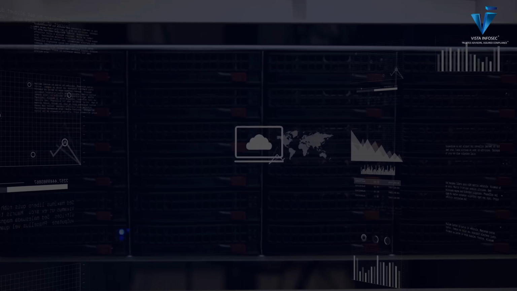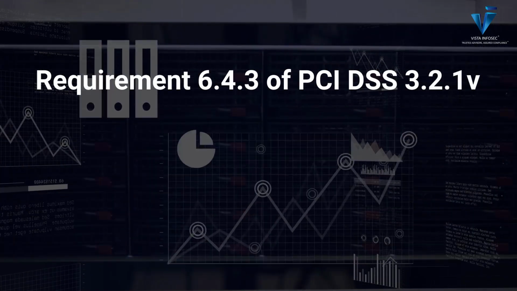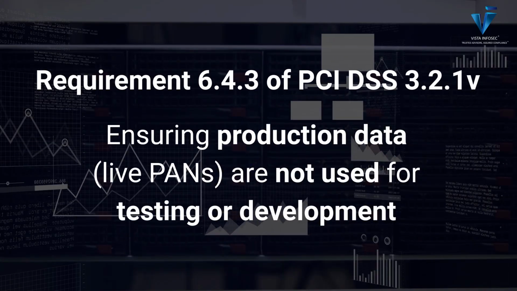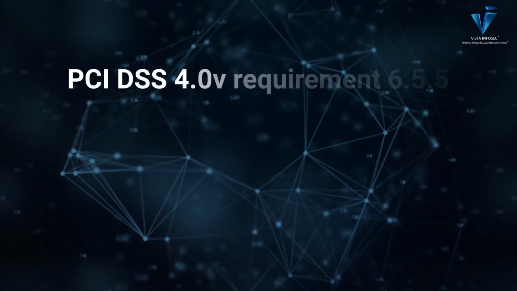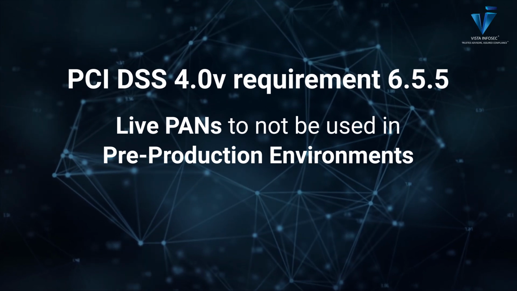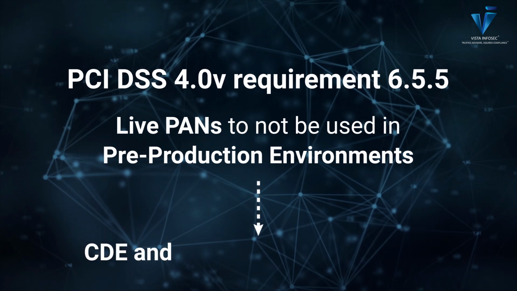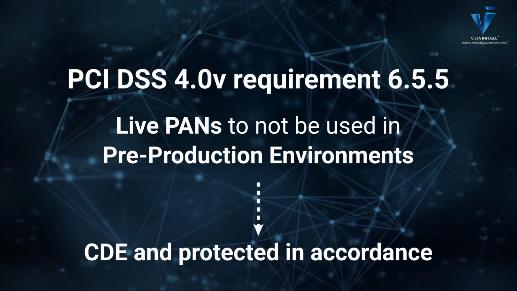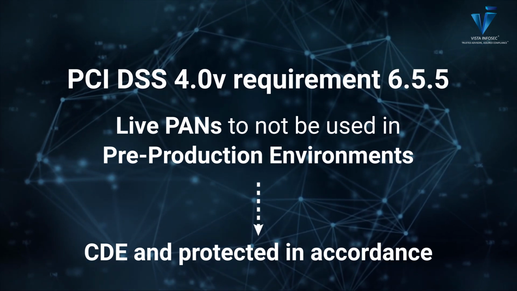Moving on, requirement 6.4.3 of PCI DSS 3.2.1 speaks about ensuring that production data, which is live PANs, are not used for testing or development. But under 6.5.5 of PCI DSS 4, it mentions that live PANs must not be used in pre-production environments except where those environments are included in the CDE and protected in accordance with applicable PCI DSS requirements. Now, this is like a no-brainer actually, but I'm glad the council did provide this update.